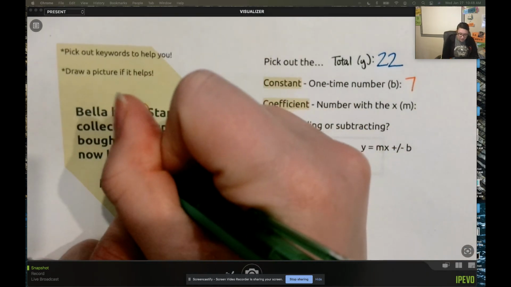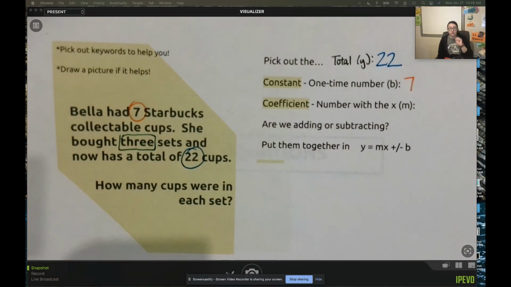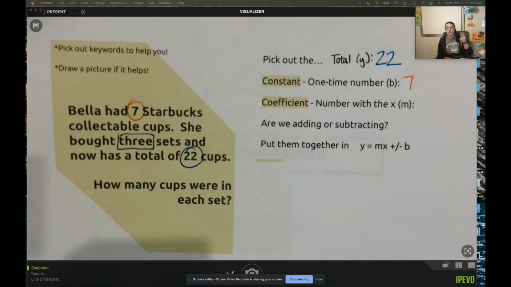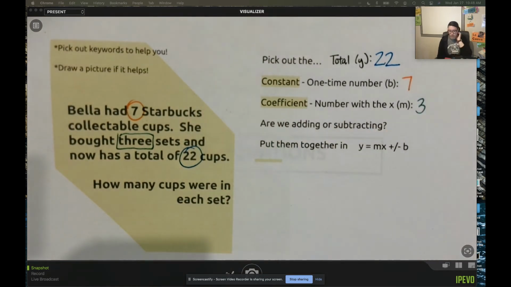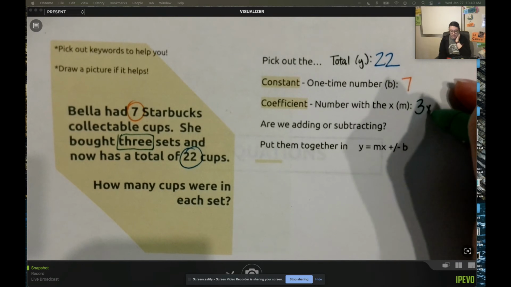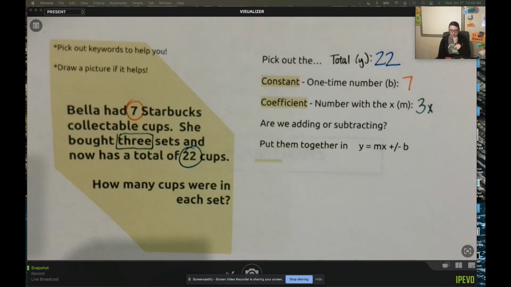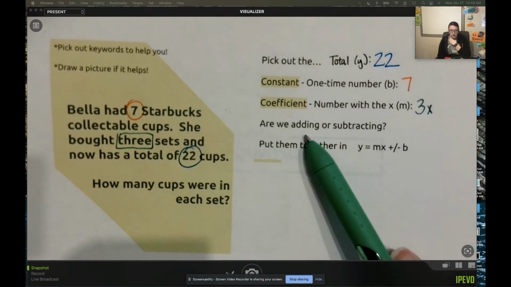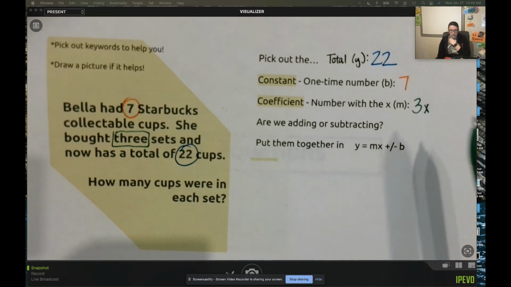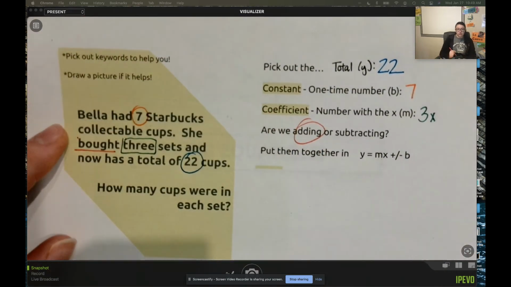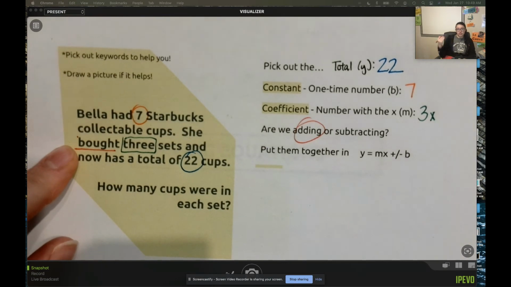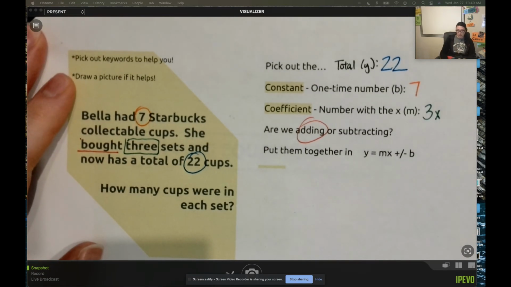And then she bought 3 sets. She bought it once, she bought it again, she bought it a third time. That number kept happening over and over again. That's my coefficient, my number with my variable. So that piece is going to be 3x in my equation. Then we need to think, are we adding or subtracting here? In this problem, we're adding because she bought more things. So she is adding to her collection.